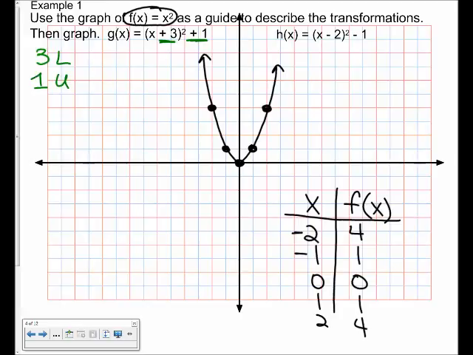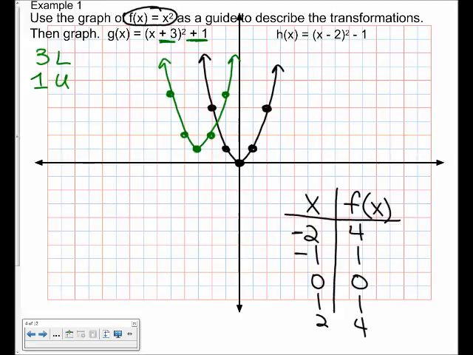All right, so all I'm going to do is move every single point that I plotted here, all 5 of these black points, move them 3 left and 1 up. So 3 left and 1 up. All right, and I have my new parabola. Again, it should look exactly the same as the original function. The only thing that's happened is I have shifted it left and up.